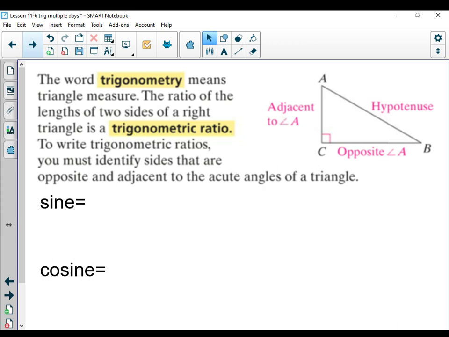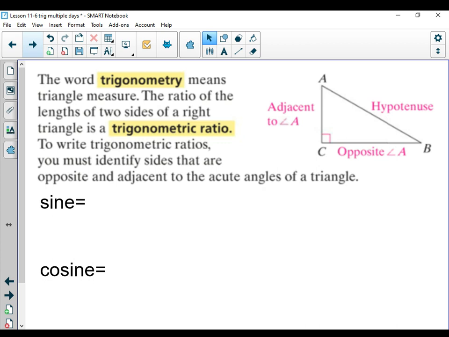Before that, two words. Trigonometry means triangle measurement. You have been doing this already. You've been doing short legs, long legs, hypotenuse, 30-60-90, 45-45-90. You've been doing triangle measurement already. It is called trigonometry.